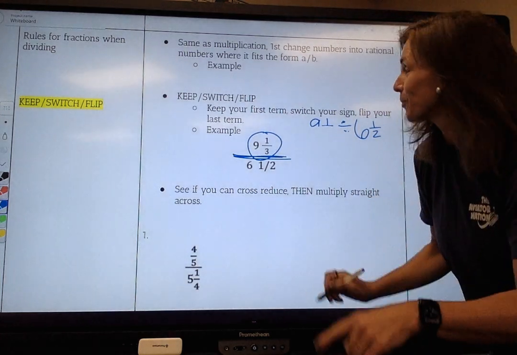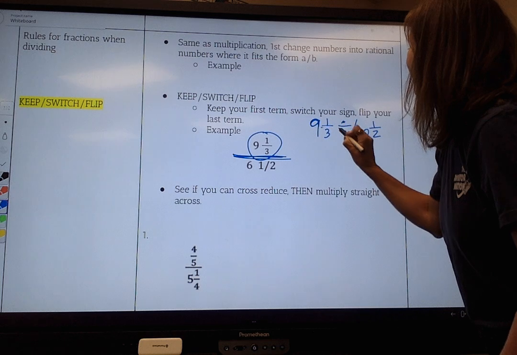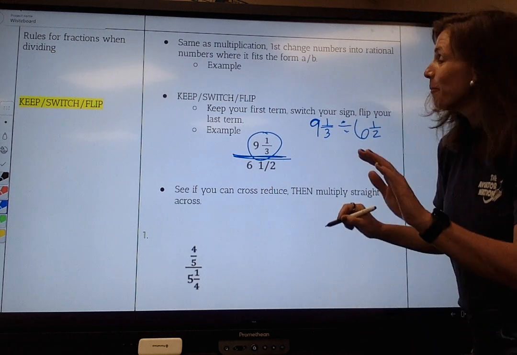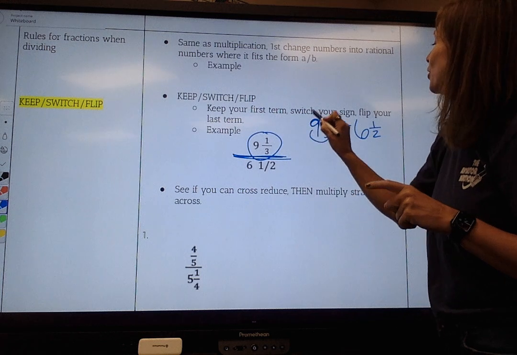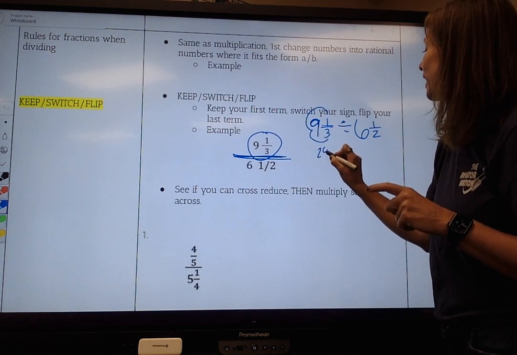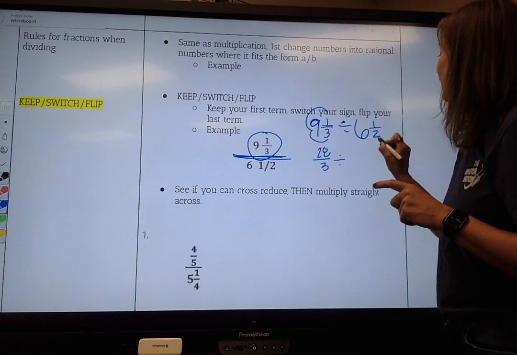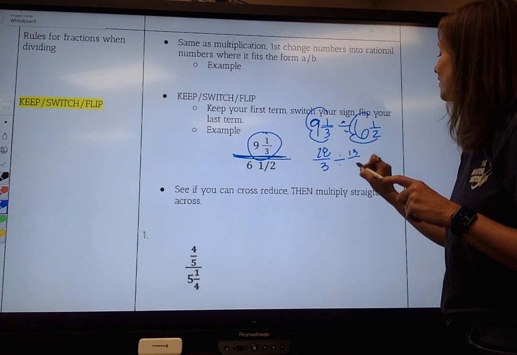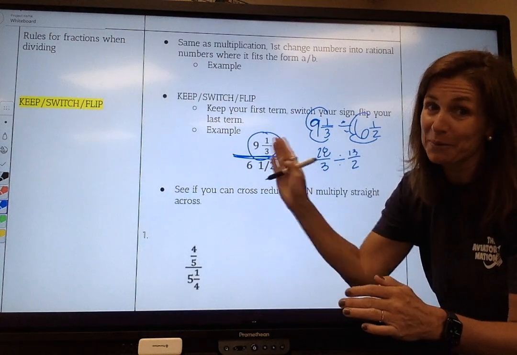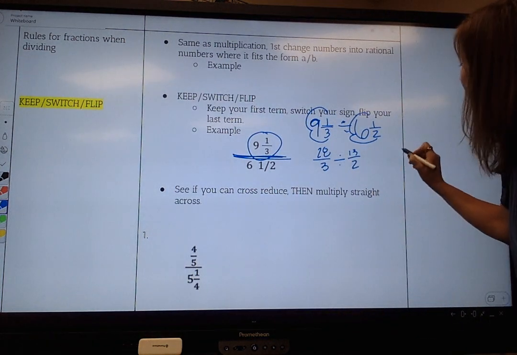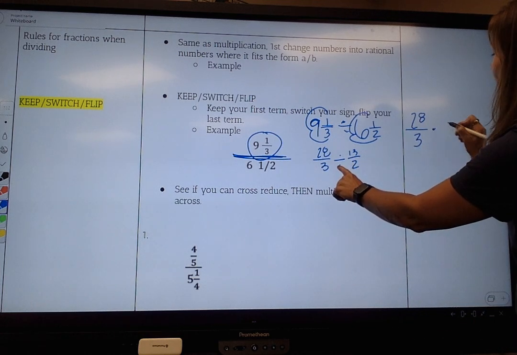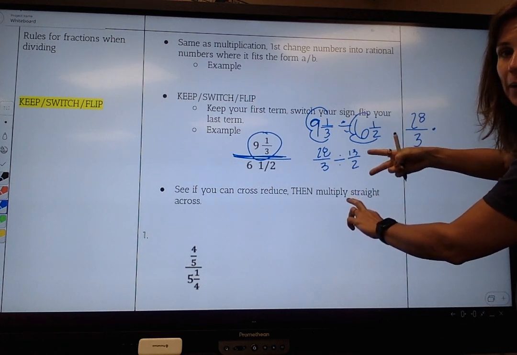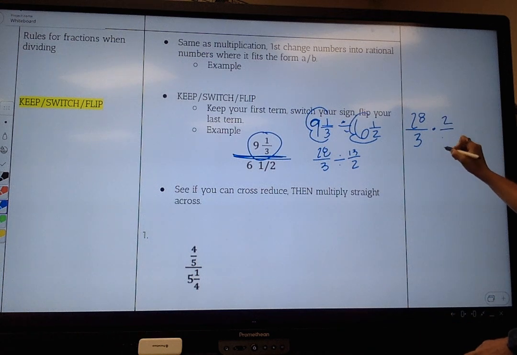I should have told you first, I'm sorry. Again, if I could edit, I would edit this out, but I have to make sure they're in improper form first. Sorry. So 27 plus 1 is 28/3 divided by 13/2. Now I'm going to keep, switch, flip. So I'm going to keep the 28/3. I'm going to switch my sign, and I'm going to flip my reciprocal to 2 over 13.